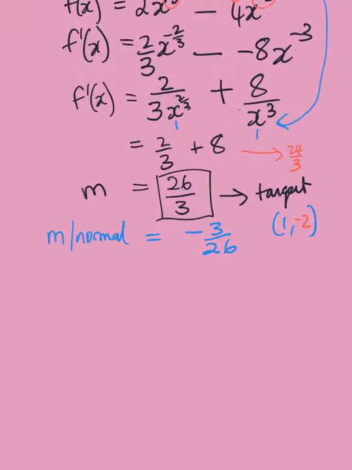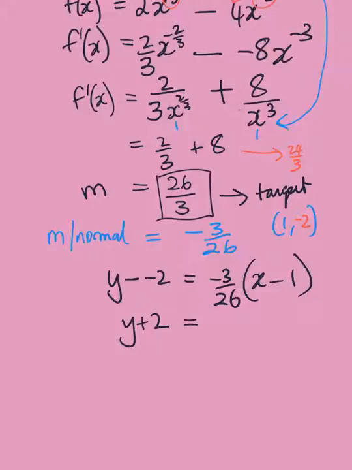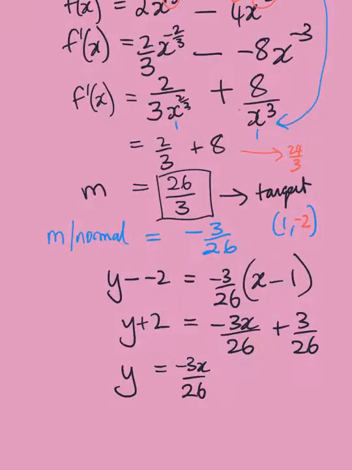So now y minus negative 2 is equal to the gradient times x minus 1. So y plus 2 is equal to negative 3x on 26 plus 3 on 26. Whew, bit of a mess. Y is equal to negative 3x on 26 minus 52 on 3. Actually, it's a bit of a mess. I could change it around, but you may as well just leave it like this. That's fine. But this is also sweet.